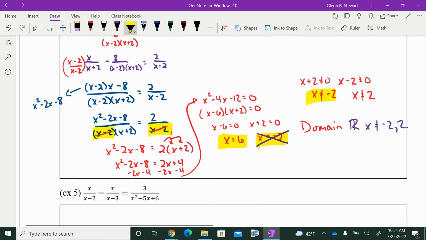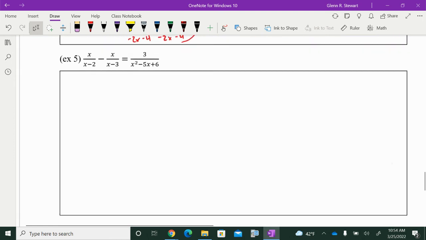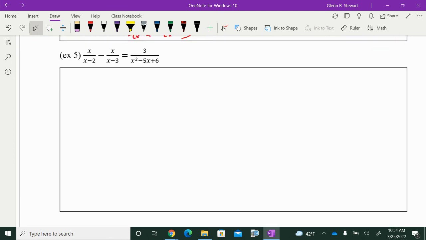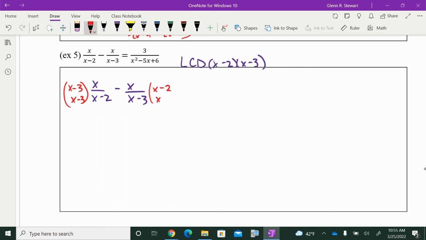All right. Okay, I know that was a lot, so if you have to fast forward or rewind the video, you can. Last example that I have for you, example number 5. Okay, we need a common denominator, so let's get that LCD. Looks like x minus 2 and x minus 3. So I'm going to just rewrite my problem on the left side because I want to multiply this by x minus 3 and x minus 3. And on this side, I'm going to multiply by x minus 2 and x minus 2.